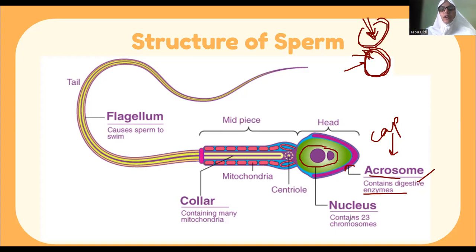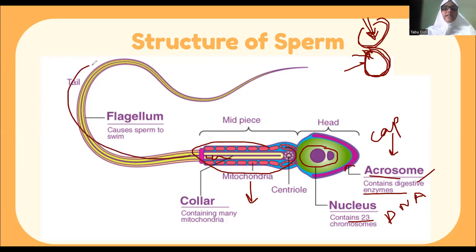The nucleus has the genetic material, the DNA of the sperm, which will be haploid in nature, that is 23 chromosomes. 23 only, not 46. Then this is the middle piece, which has spirally coiled mitochondria. This mitochondria is responsible for giving the mobility to the sperm. So the sperm has to be motile, has to be constantly moving. That energy comes from the mitochondria in the mid piece.